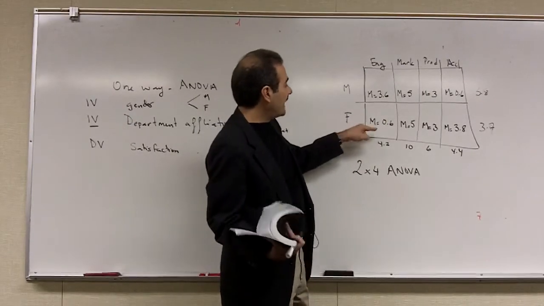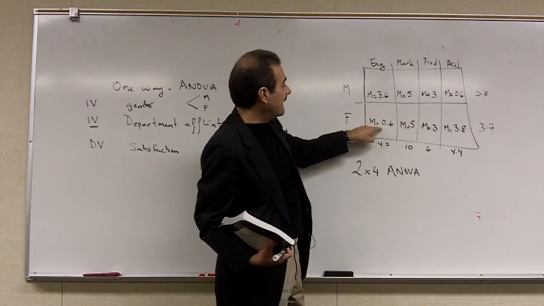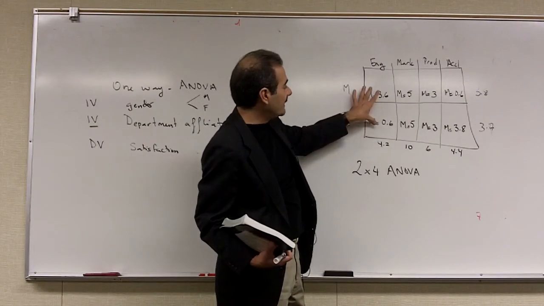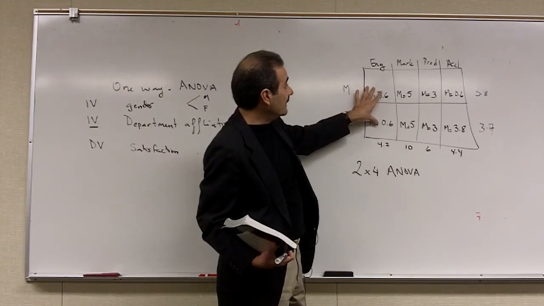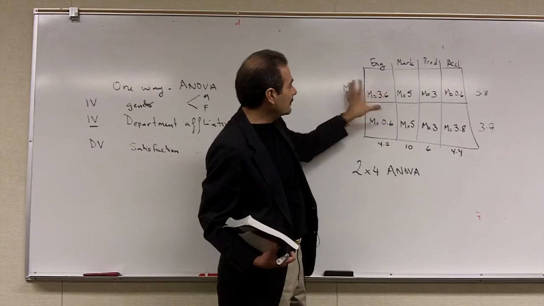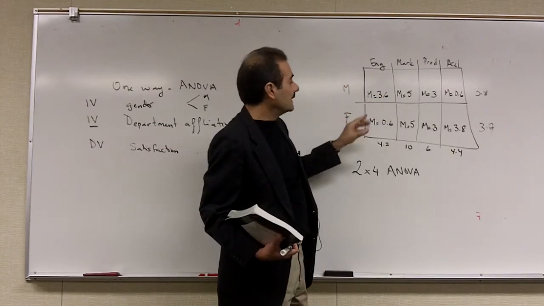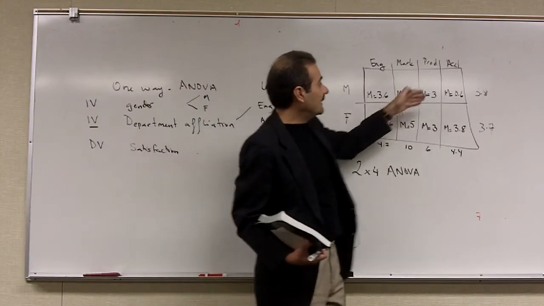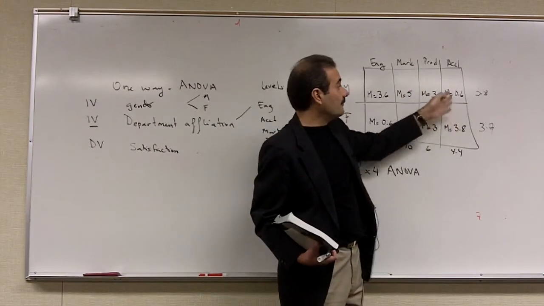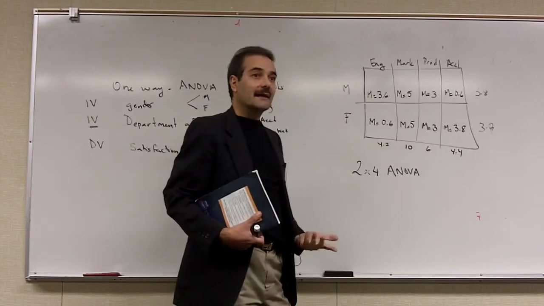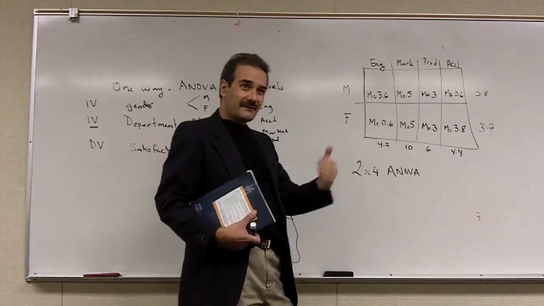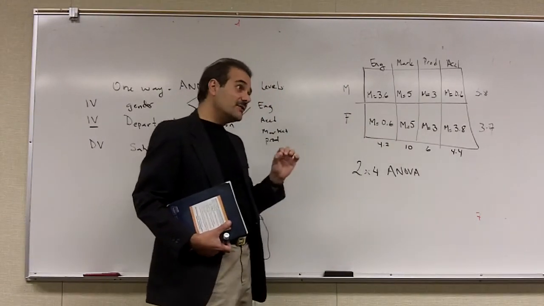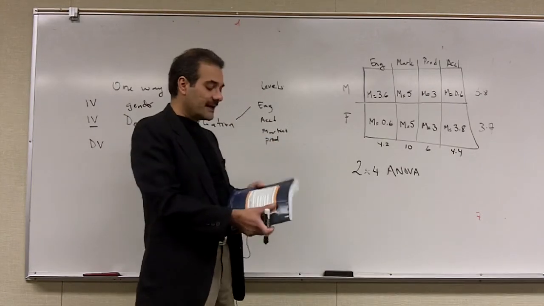So the effect here is dependent. So the effect of engineering is dependent on whether you're male or female. If you're male, you're much more likely to be satisfied than if you're female. And if you're female in accounting, you're much more likely to be satisfied than a male. So you see, one effect is dependent on the other. So you need to do that to test for interaction.